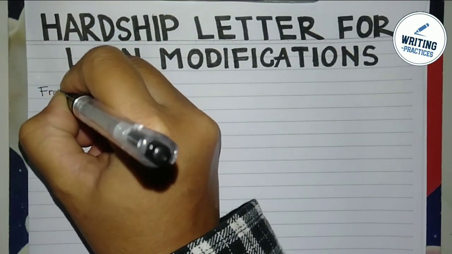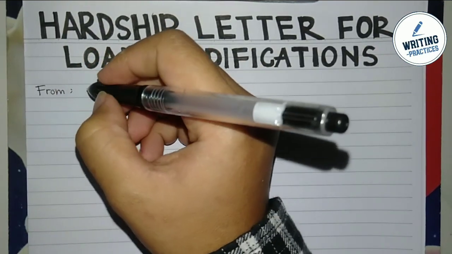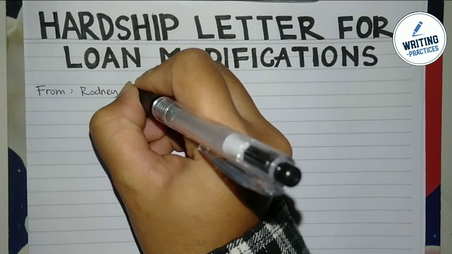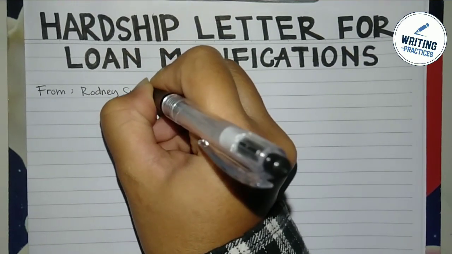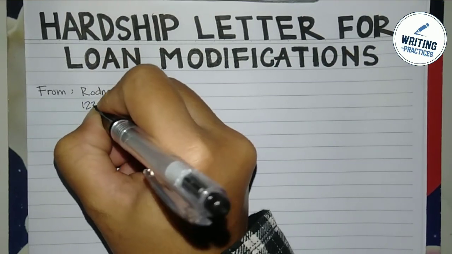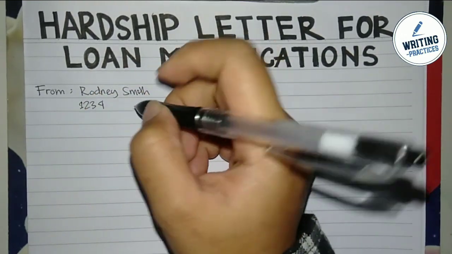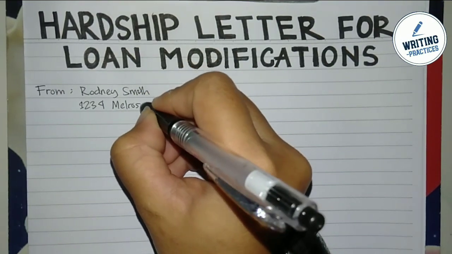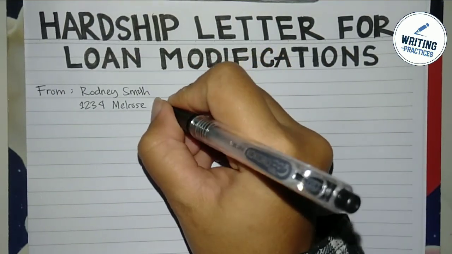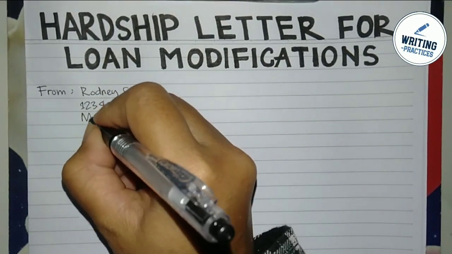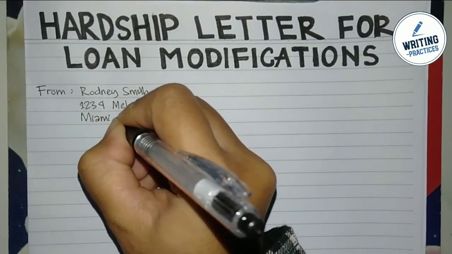Today, we are going to learn how to write a hardship letter for loan modification. What is a loan modification hardship letter? A hardship letter for loan modification is a personal letter written from you to your lender, explaining exactly what event or circumstance has caused you to fall behind on your mortgage and why you are not able to continue making payments. Here, Writing Practices will show you how to write a hardship letter for loan modification step by step.